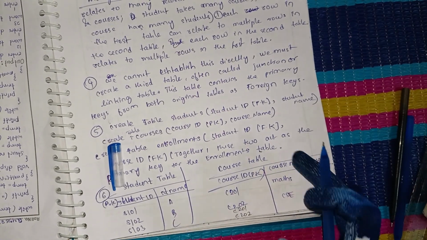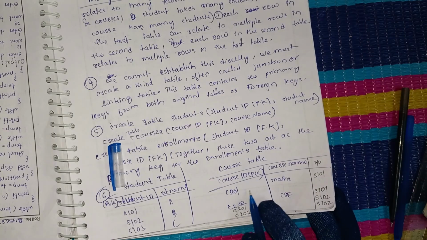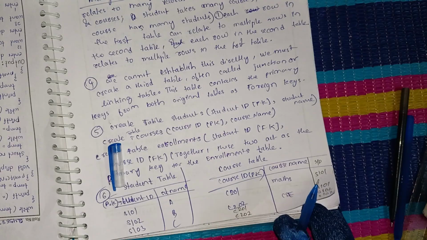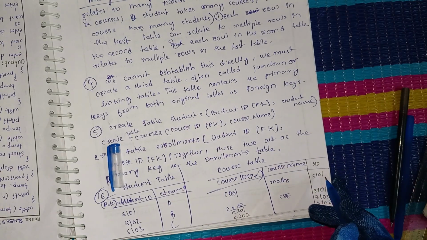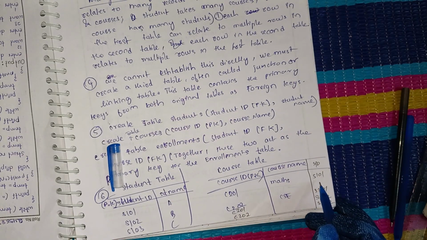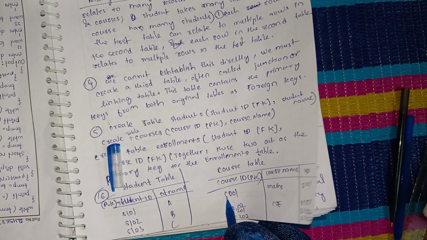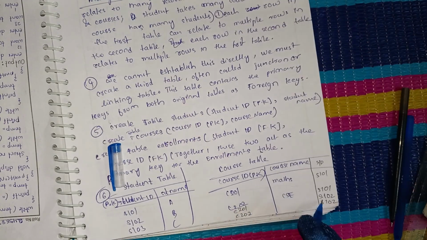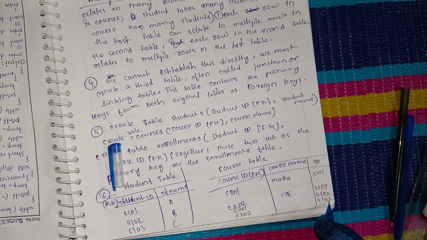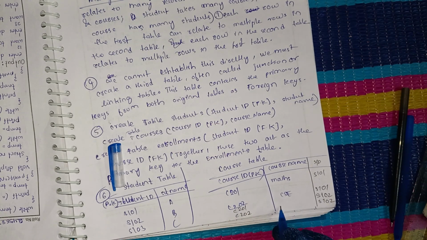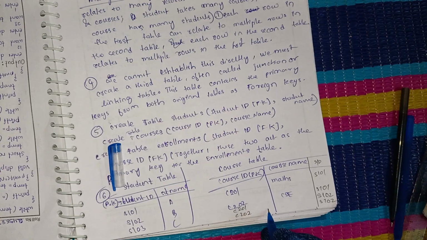So here, these two rows belong to one student only, S101, who is taking two courses, C201 and C202, and student S102 is also taking two courses, C201 and C202.